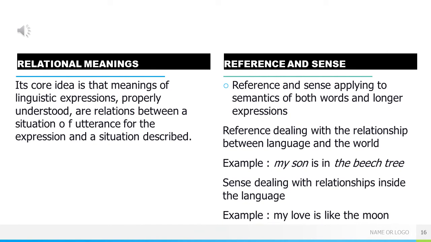Relational meanings. Its core idea is that meanings of linguistic expressions, properly understood, are relations between a situation of utterance for the expression and a situation described. Reference and sense. Reference and sense apply to the semantics of both words and longer expressions. Reference deals with the relationship between language and the world. Example, my son is in the beech tree. Sense deals with relations inside the language. Example, my love is like the moon.